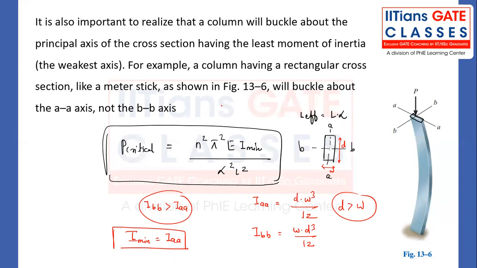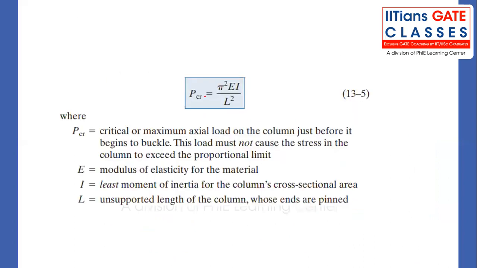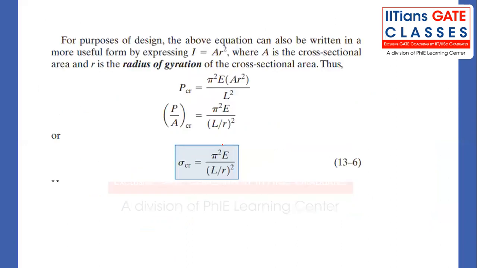So these are a few points that are very, very important for solving good numericals, right? We have discussed this one. These are the formulas. E is nothing but the Young's modulus of elasticity of the material, I is the least moment of inertia, and L is the unsupported length, whose ends are pinned.